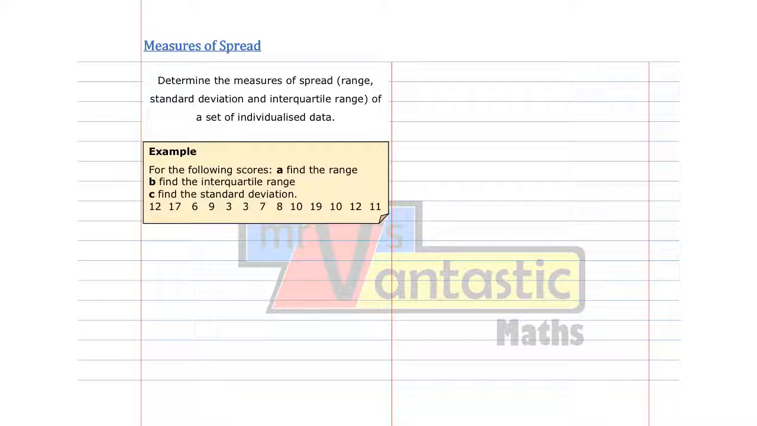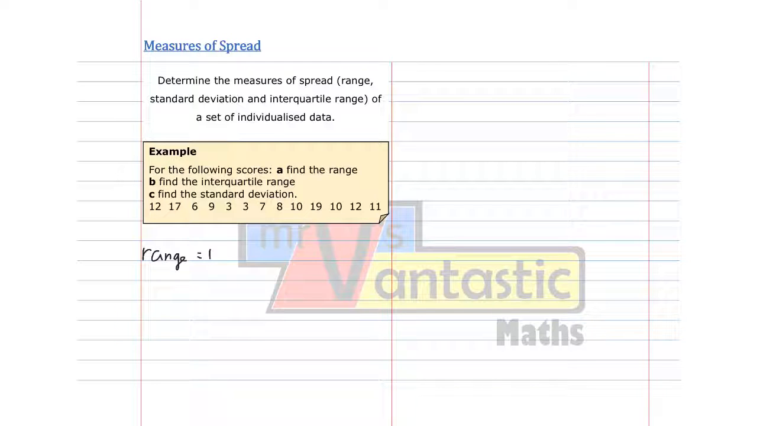This is Mr. V. In this video, we will determine the measures of spread of a set of individualized data. So we have this set of numbers, and for these scores, we want to find the range, the interquartile range, and the standard deviation.